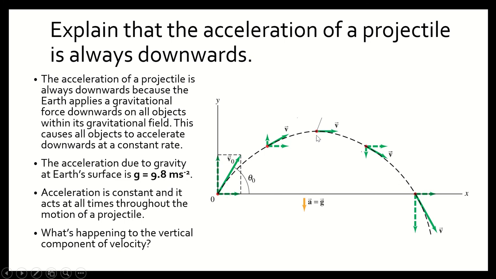Even here, when it's stationary at the top of its path, acceleration is still negative 9.8 meters per second squared. It's just stationary for a split second. Here it's accelerating downwards, here. Always acceleration due to gravity, it's constant throughout its motion.